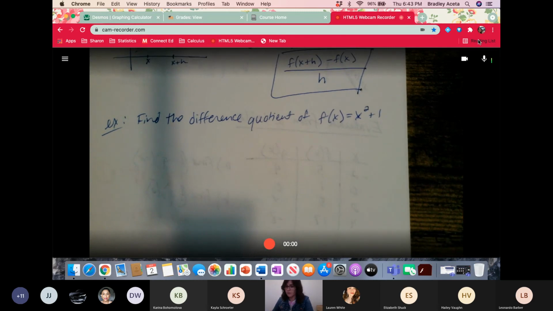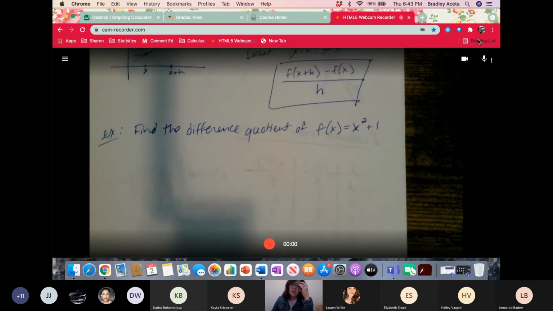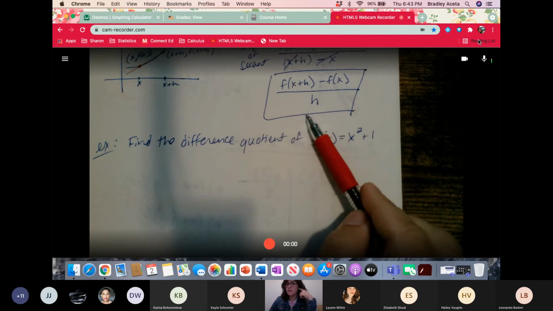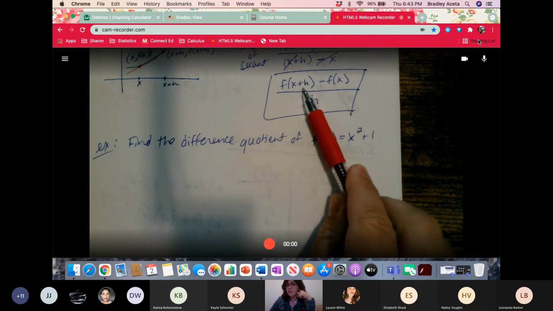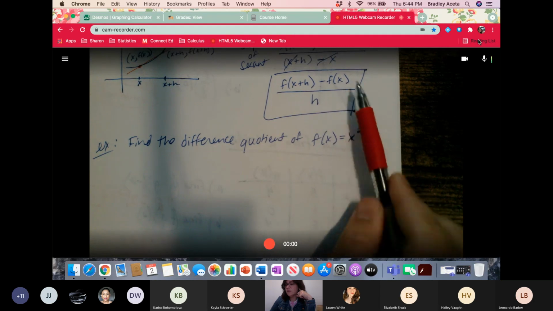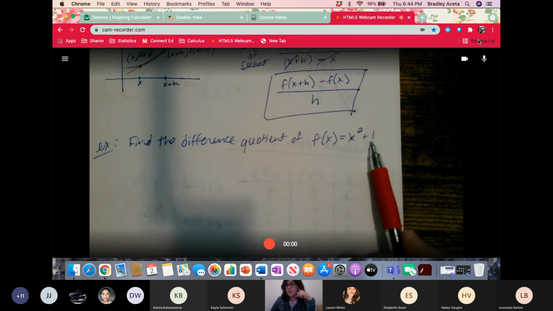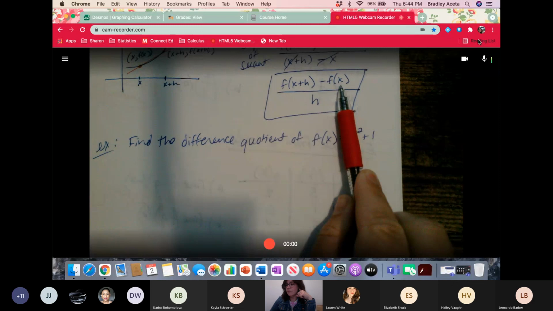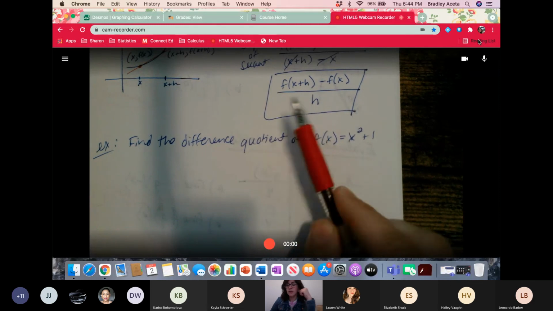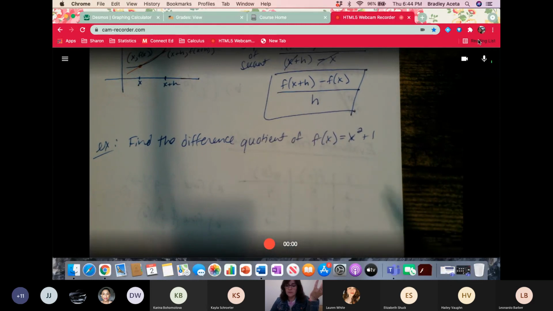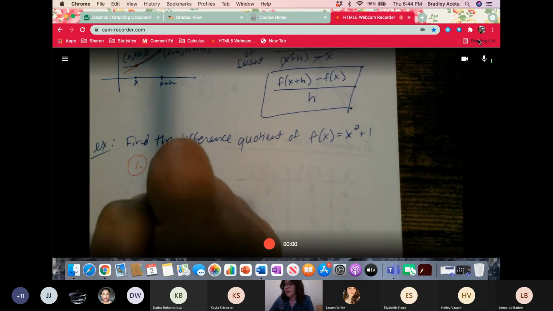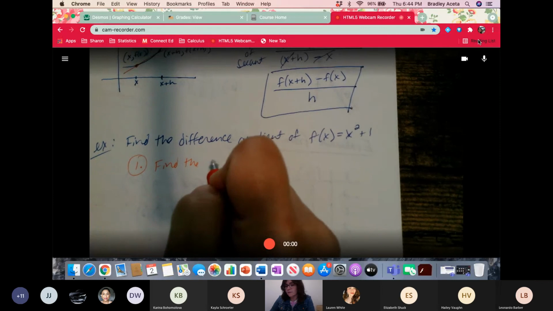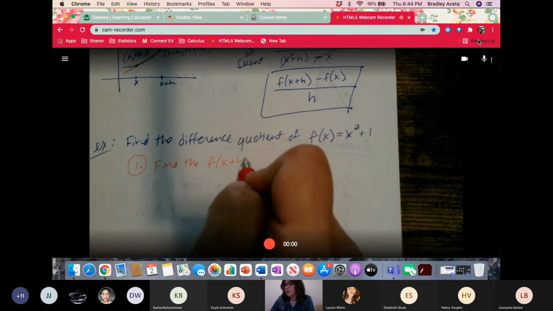But here's what you do. You need 3 things for this equation. You need to find the f of X plus H, the f of X, which they should already give you, and then you subtract them and put it over H. And then you do a little bit of algebra to simplify it. So we'll start with step 1: find the f of X plus H.